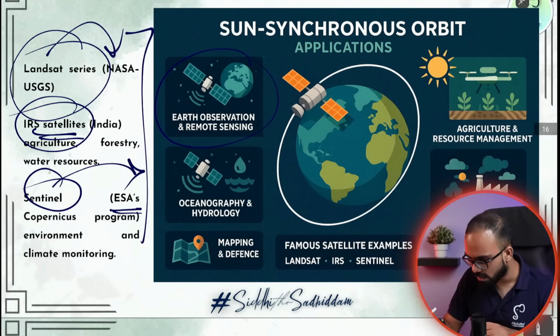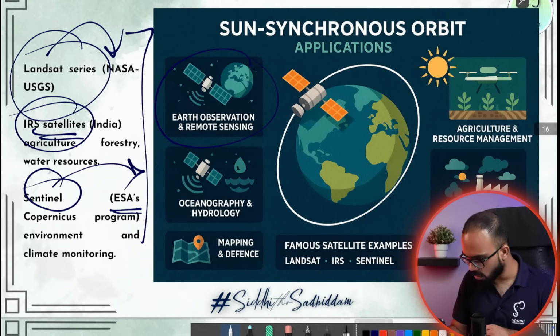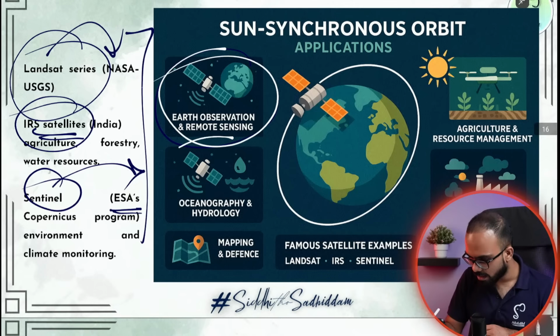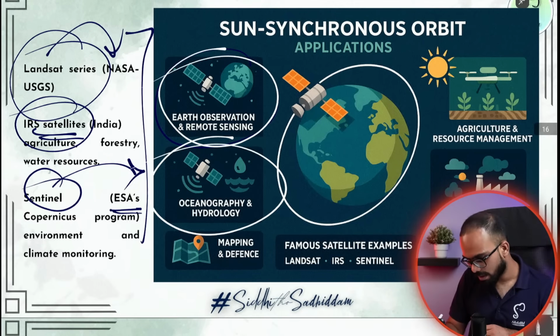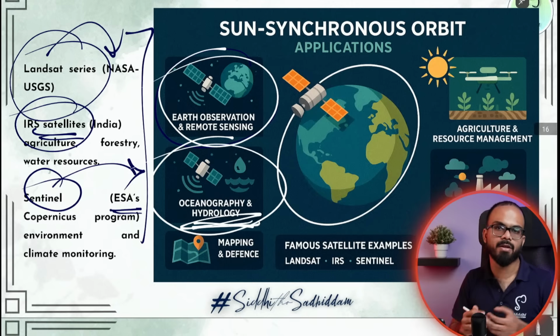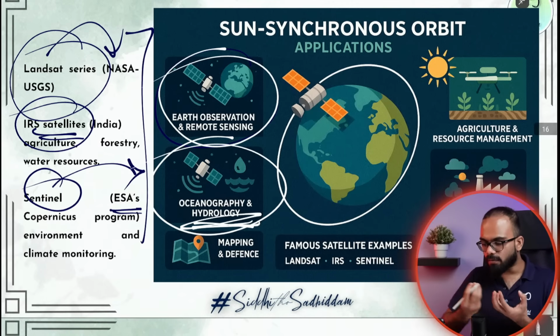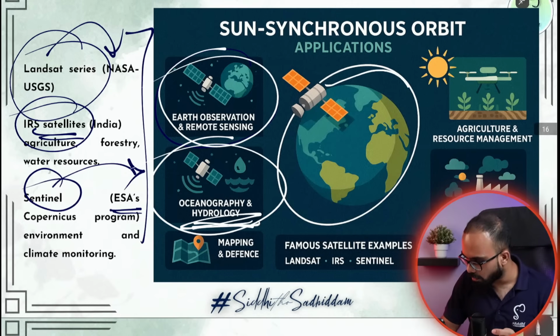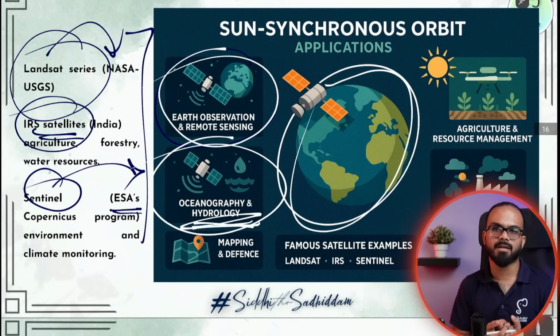So Earth observation satellites, remote sensing satellites, or for example oceanography. You want to study ocean mapping. Whatever you want to do during daytime, you usually place them along a sun synchronous orbit.